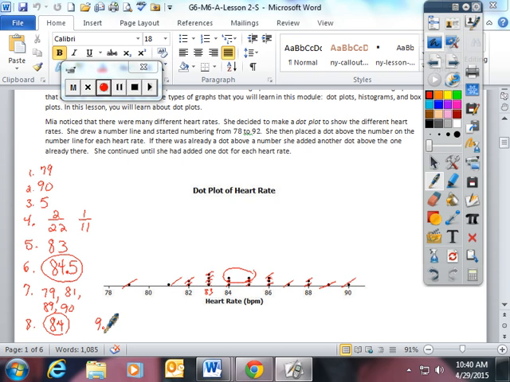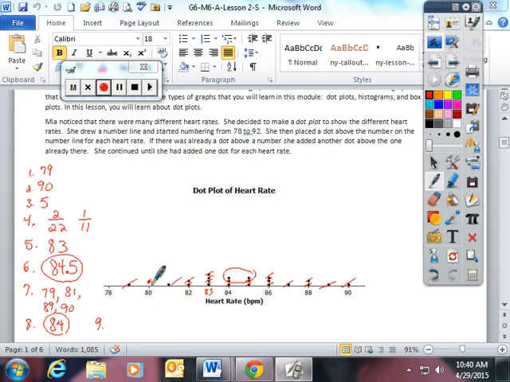Number 9, add a dot plot. On the dot plot, add a dot for Mia's heart rate. And you would have to go back to your reading to figure out what Mia's heart rate is. So I would like you to do that and add it. She had an 80 beats per minute. So you would find 80 and you would add it to the front of your dot plot.